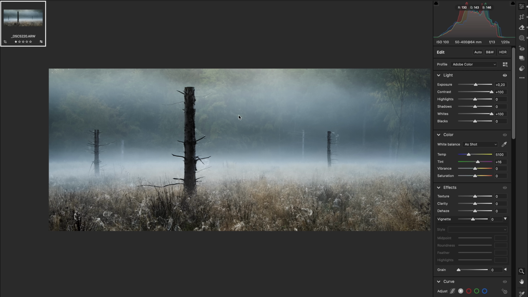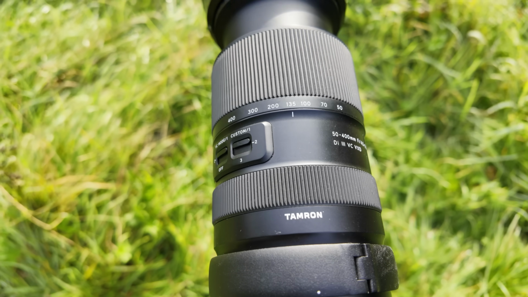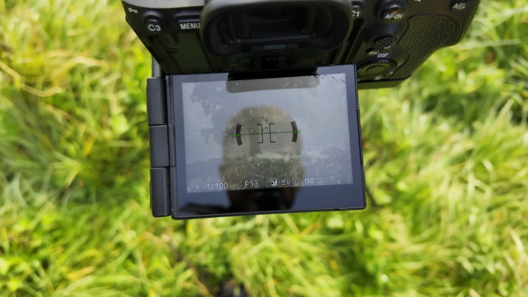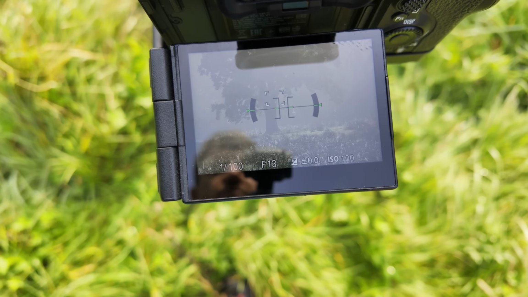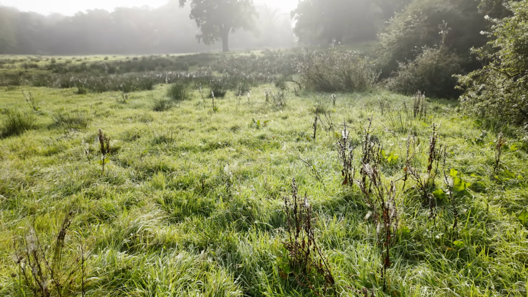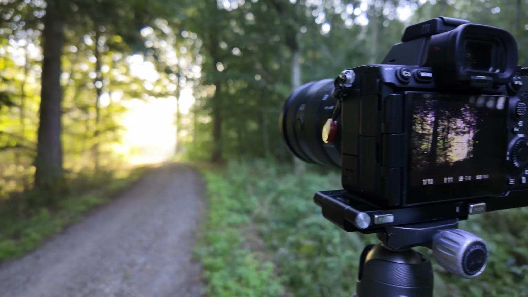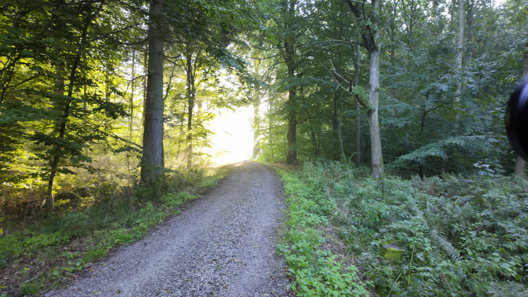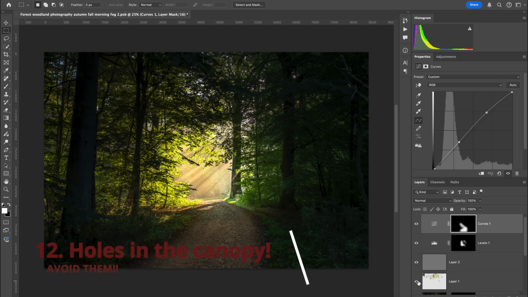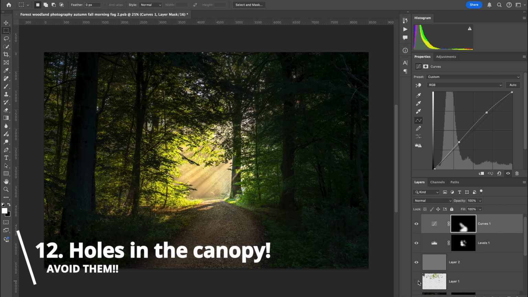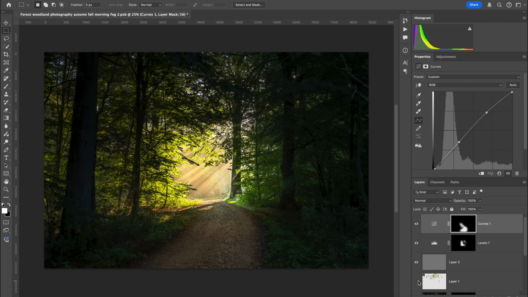You can solve these problems in a few different ways. I usually move back from my subject, which changes the angle of the scene and also gives a sense of compression. This is also the reason why I tend to use medium to long lenses rather than wide angle lenses for forest photography. Alternatively, you can also edit the smaller holes away in post-processing or simply crop the photo.